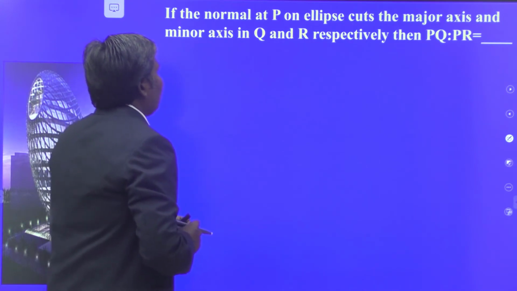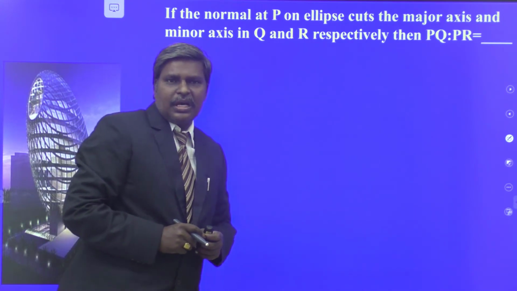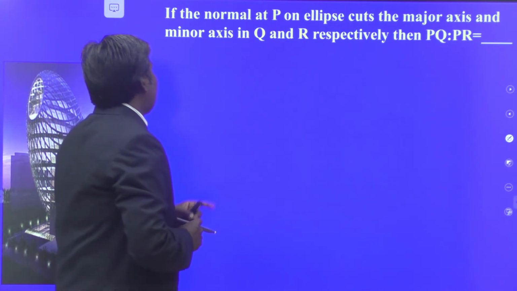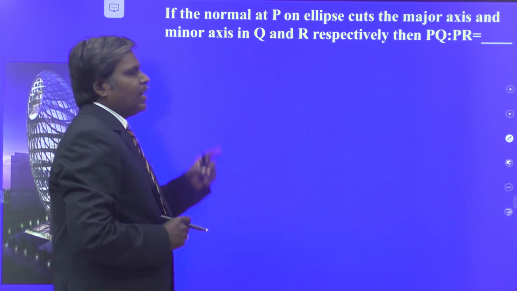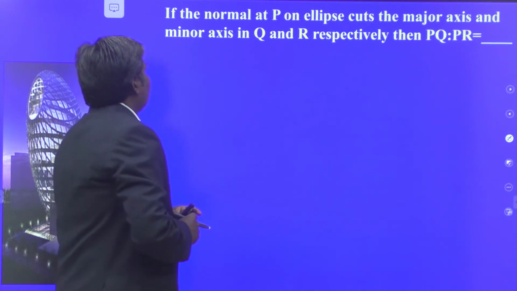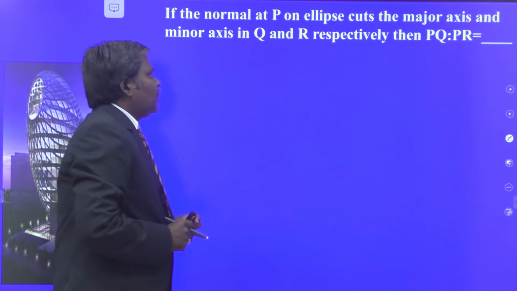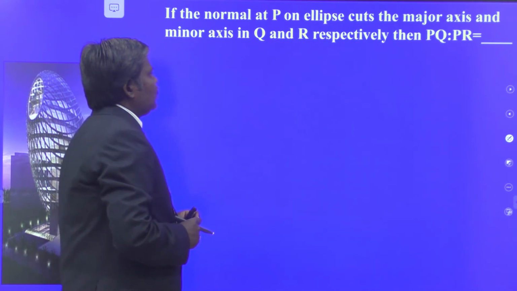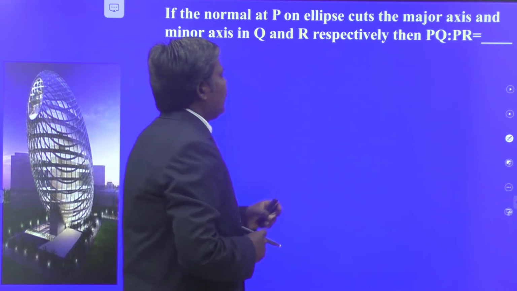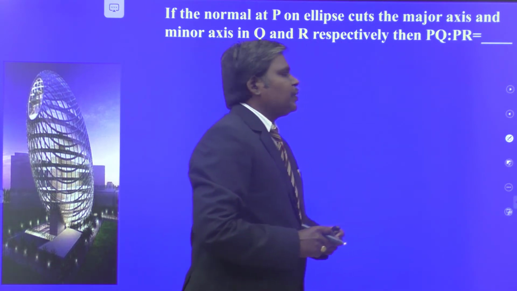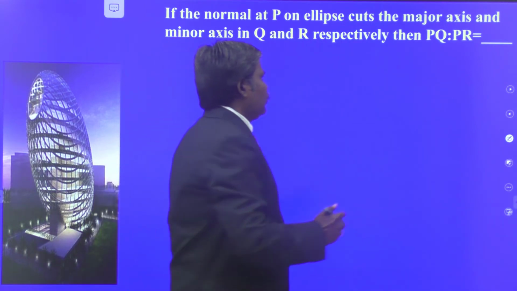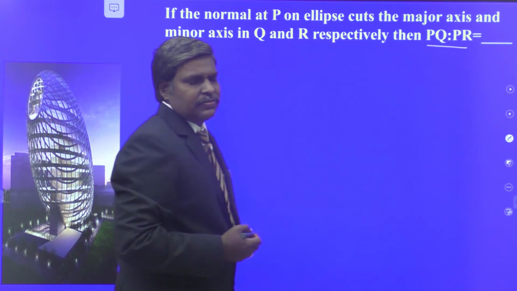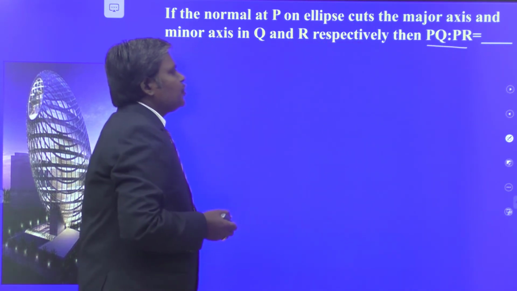If the normal at P on the ellipse cuts the major axis and minor axis in Q and R respectively, then what is PQ is to PR? You are going to find out this ratio. Very, very important result for you. PQ is to PR they are asking.